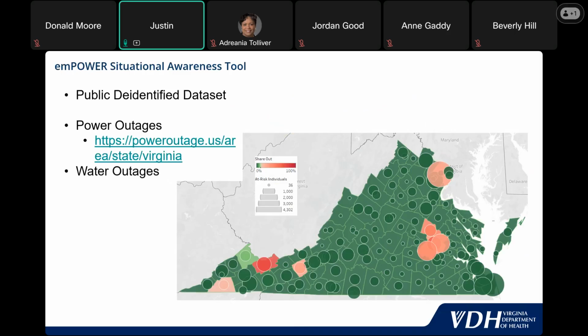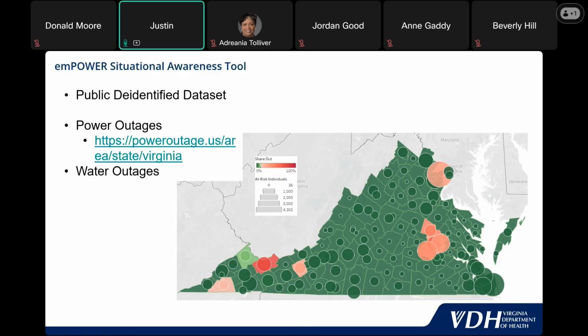We use that when we do have winter storms or tropical storms or anything else that might cause power outages. We use that with some data we pull from a company called poweroutage.us that aggregates power outage information from a variety of different service providers to create maps and overlays. And we can also look at water outages or different hazards as well. So we had a water outage in Richmond last month, and we used that as well.